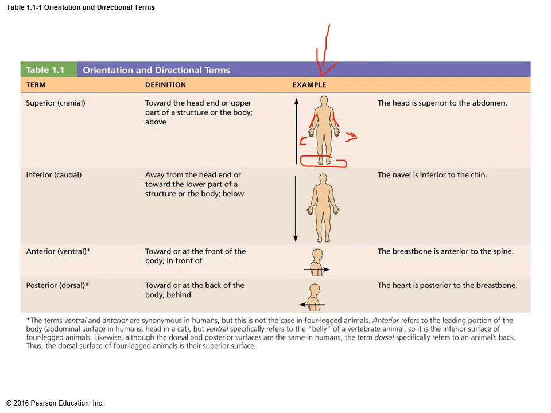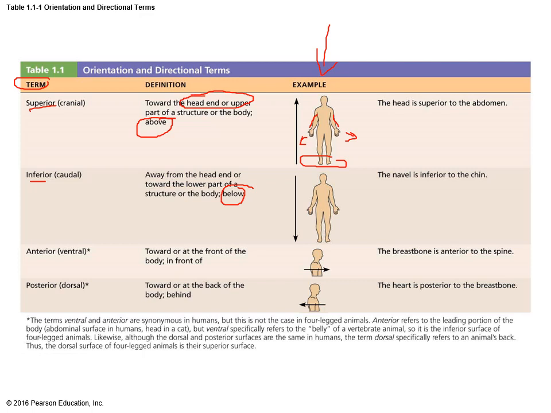Once you have the anatomical position, you can then use some of the terminology to describe things that are above, below, towards the front, towards the back. And we can use terminology such as superior and inferior to describe anything that is above or below a reference point. So for instance, here in our definition, it says superior is going to indicate towards the head end or upper part of the body.